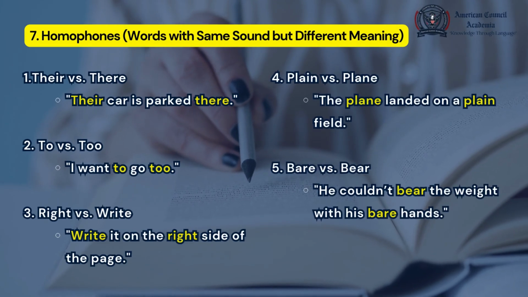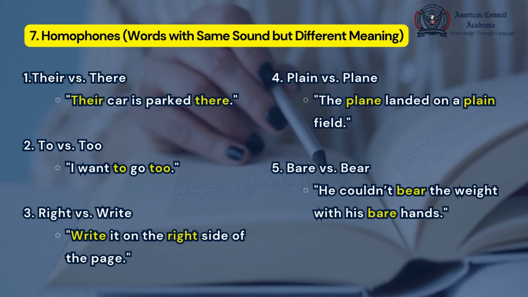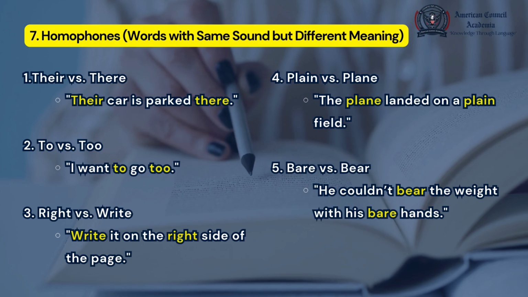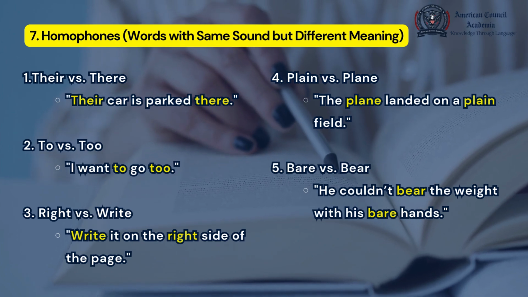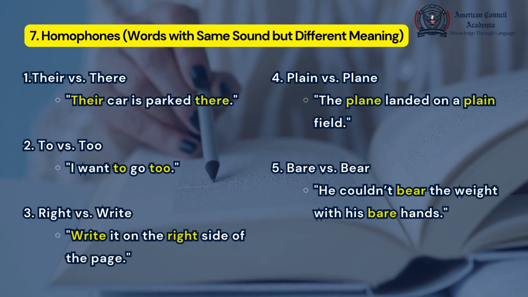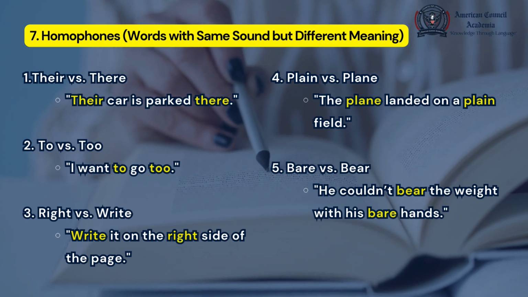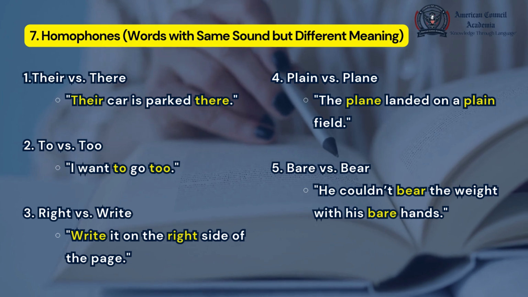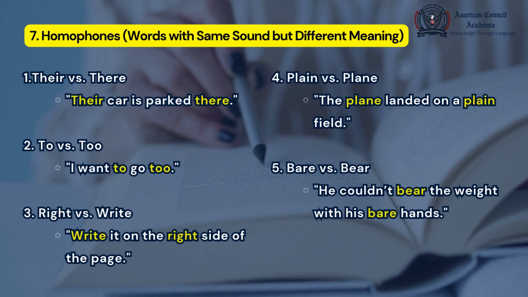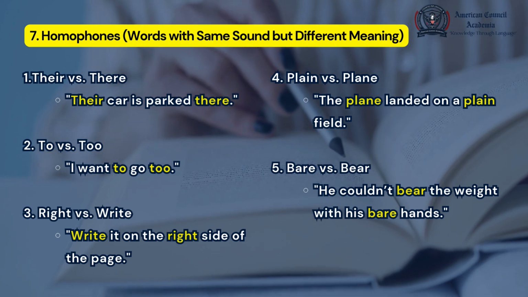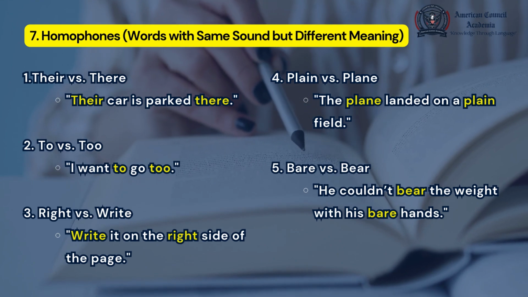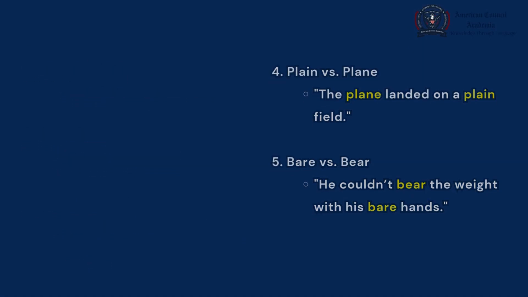Homophones: words with the same sound but different meaning. There versus their: their car is parked there. To versus too: I want to go too. Right versus write: write it on the right side of the page. Plane versus plain: the plane landed on a plain field. Bear versus bare: he couldn't bear the weight with his bare hands.